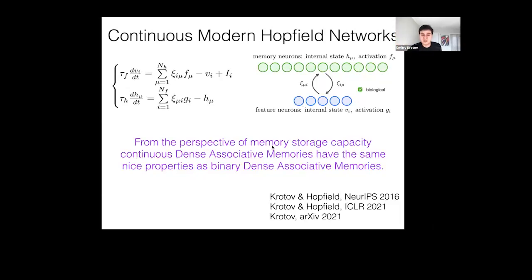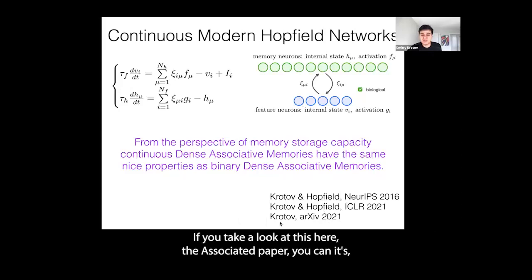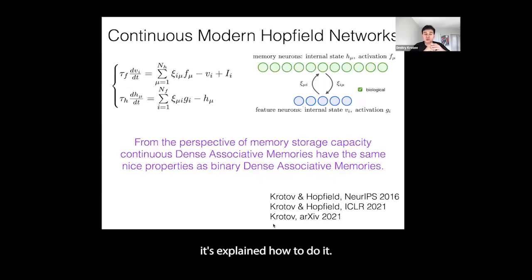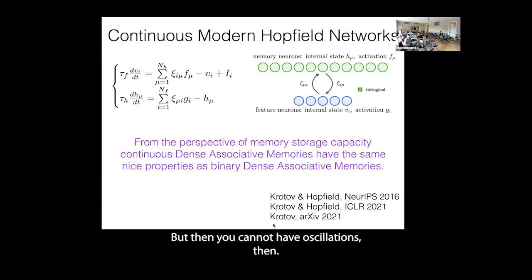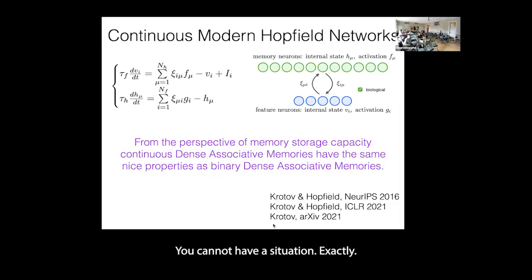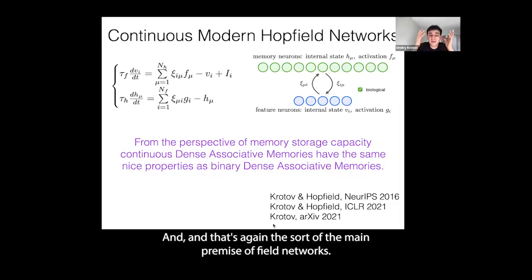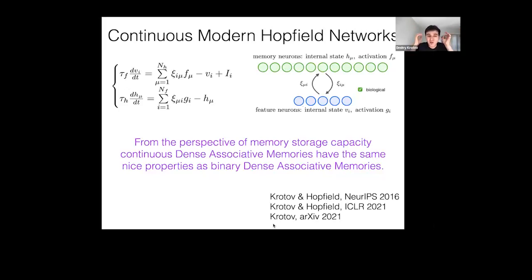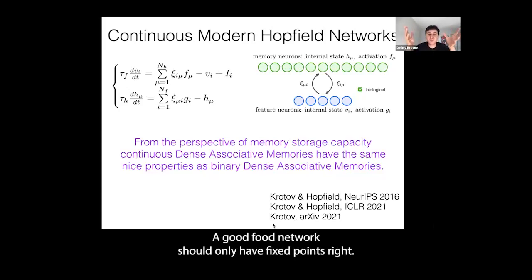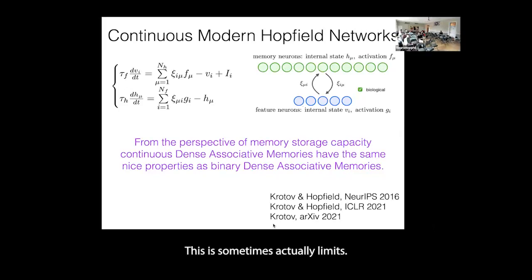And if you take a look at this hierarchical associative memory paper, it's explained how to do it. But then you cannot have oscillations. You cannot have oscillations, exactly. And that's the main premise of Hopfield networks. A good Hopfield network should only have fixed points, right? But that may not be entirely true, because sometimes limit cycles may be beneficial. Well, it could be. Yes, I agree with you.